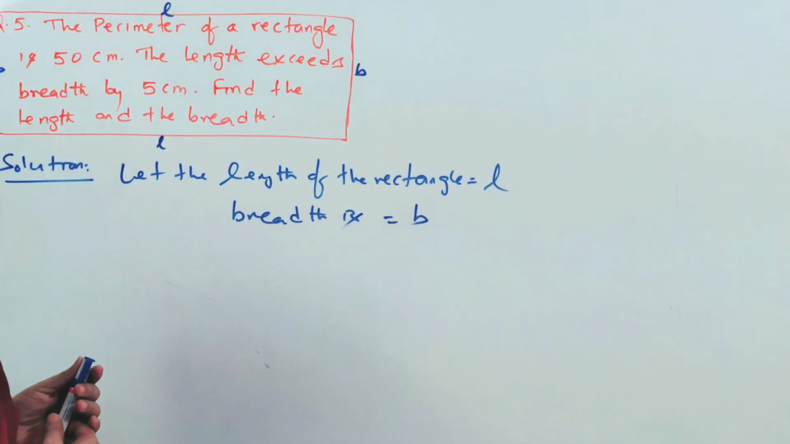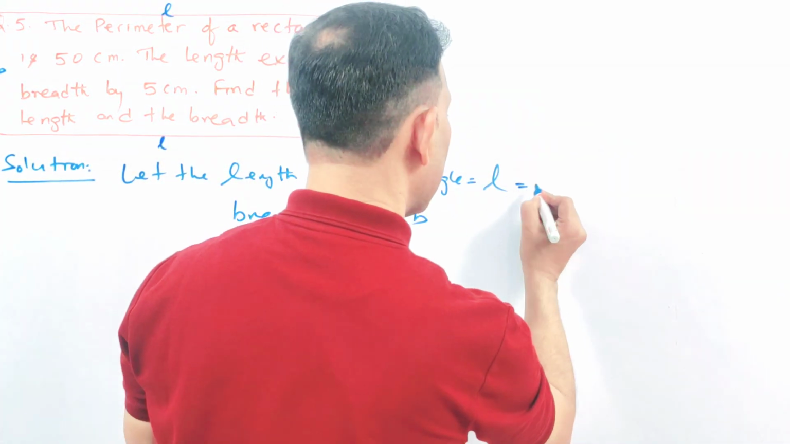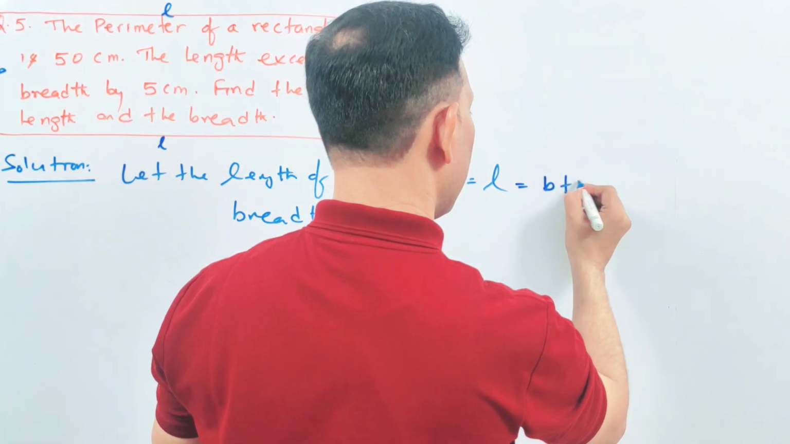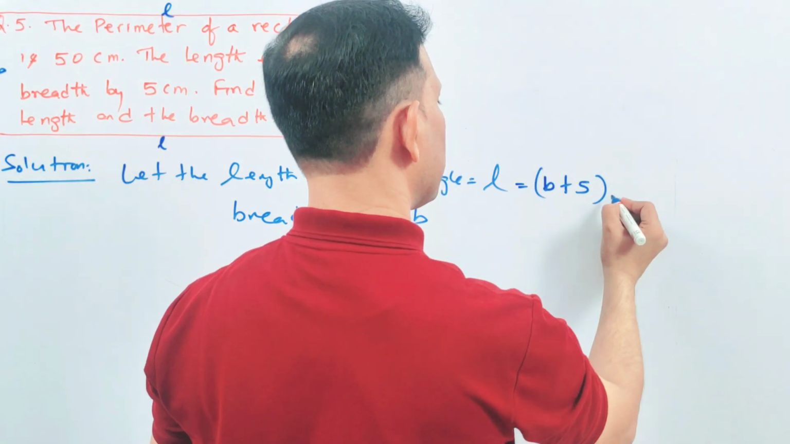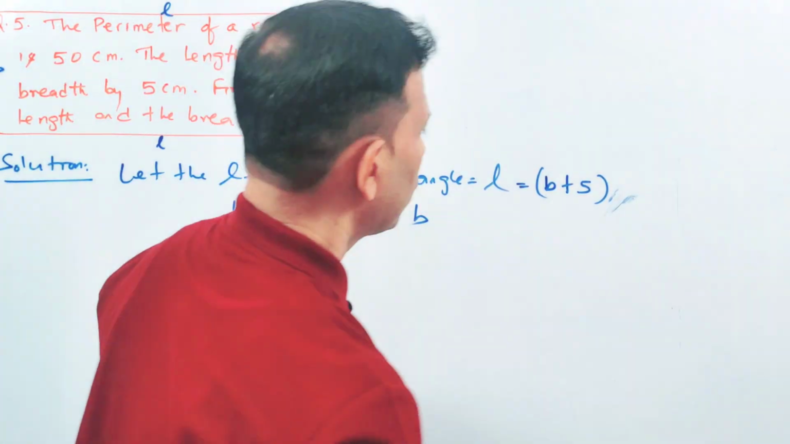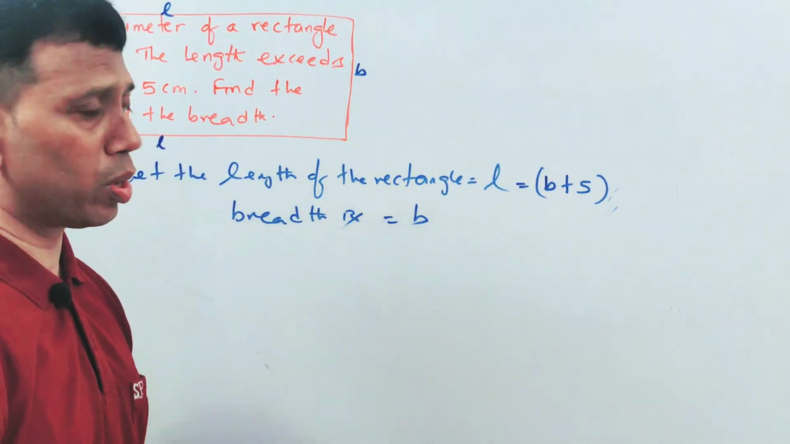The length exceeds the breadth by 5 centimeters. So length will be how much? Exceeds the breadth by 5 centimeter. That means breadth plus 5 centimeter, right? The units you may not write here, no problem. In the final answer you will write the units.